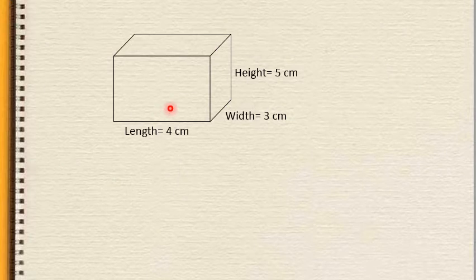Now, how do we really solve for the volume of a rectangular prism? Kung mapapansin nyo, children, may naka-identify na dito or specify na dimension ng ating rectangular prism. What are the dimensions of a rectangular prism? We have the length, the width, and the height. So, ang length niya ay 4 cm, ang width ay 3 cm, at ang height ay 5 cm.